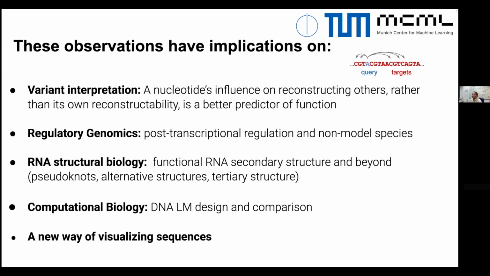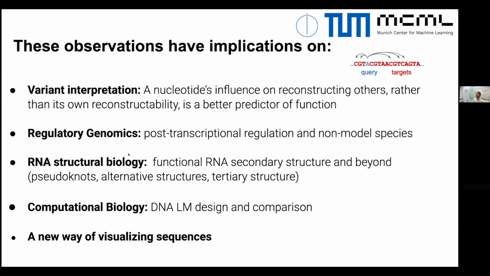So to wrap up, our observations have implications on variant interpretation. A nucleotide's influence on reconstructing others, rather than its own reconstructability, is a better predictor of function. In regulatory genomics, we have seen that, for example, transcription factor binding motifs appear as blocks, but for regions in the genome that are less well studied and in non-model species, we can perhaps help with this kind of visualization, and also for RNA structural biology.